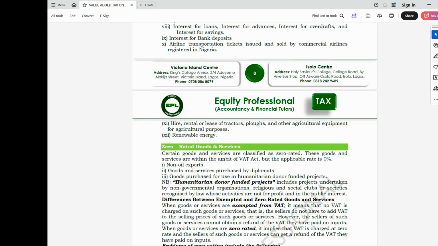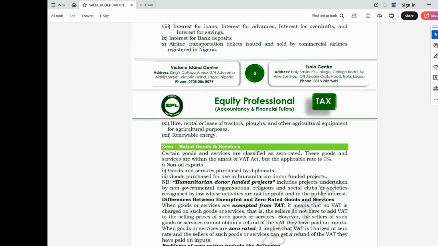They are goods and services that are liable to value added tax, but the rate you are going to apply to them is 0%. That is why they are called zero rated goods and services. One of them is your non-oil exports.